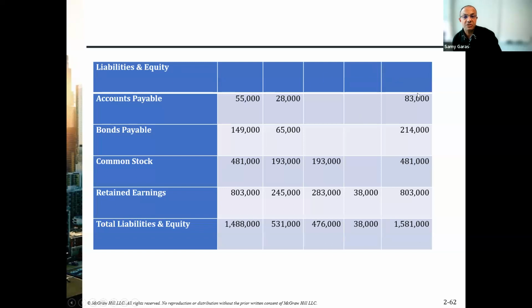We add the accounts payable, bonds payable, common stock, and retained earnings will be offset. So we end with the parent company common stock and the parent company retained earnings. So please remember, it's the same concept, and then we get the total, 1,581,000.